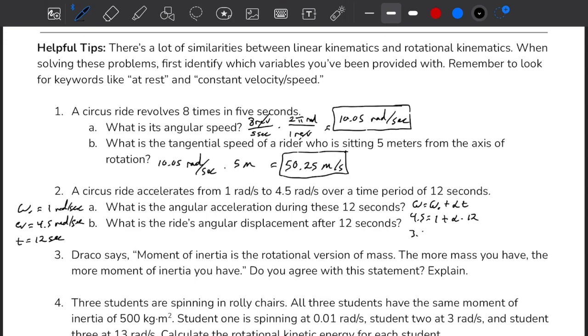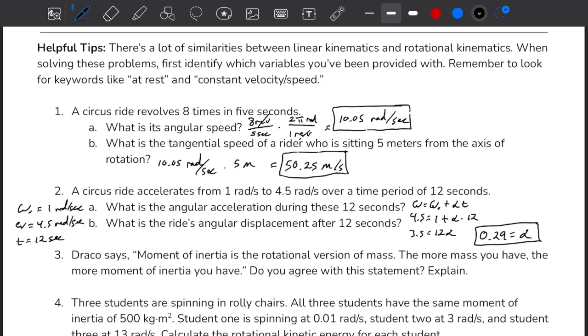So 3.5 divided by 12 will get us alpha, angular acceleration. So 3.5 divided by 12 is what we're looking for. 0.29 radians per second squared is our alpha. What is the ride's angular displacement? So it's asking for theta.